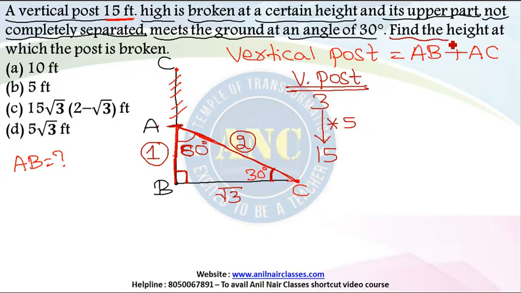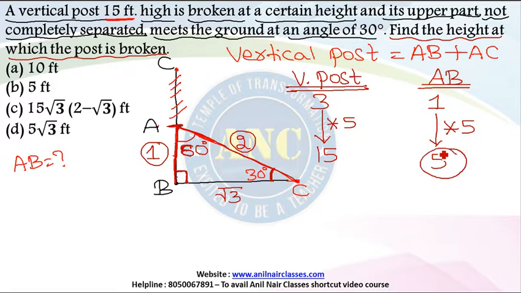Similarly, the question is to find the height at which the post is broken. The height at which the post is broken is AB. According to my assumption, AB value is 1. They are asking you how much according to the question. That also multiply by 5. Answer is 5 feet.